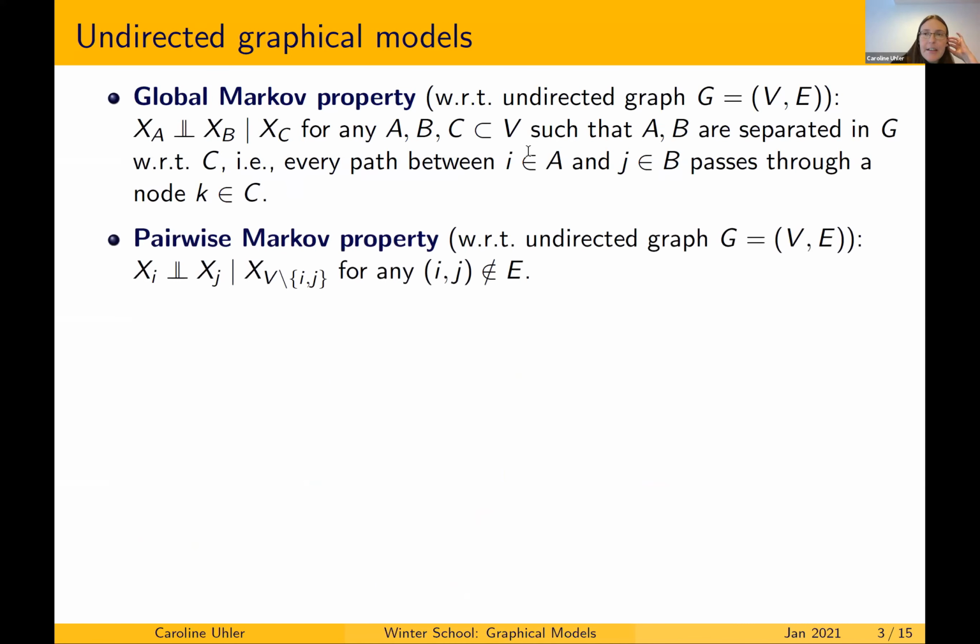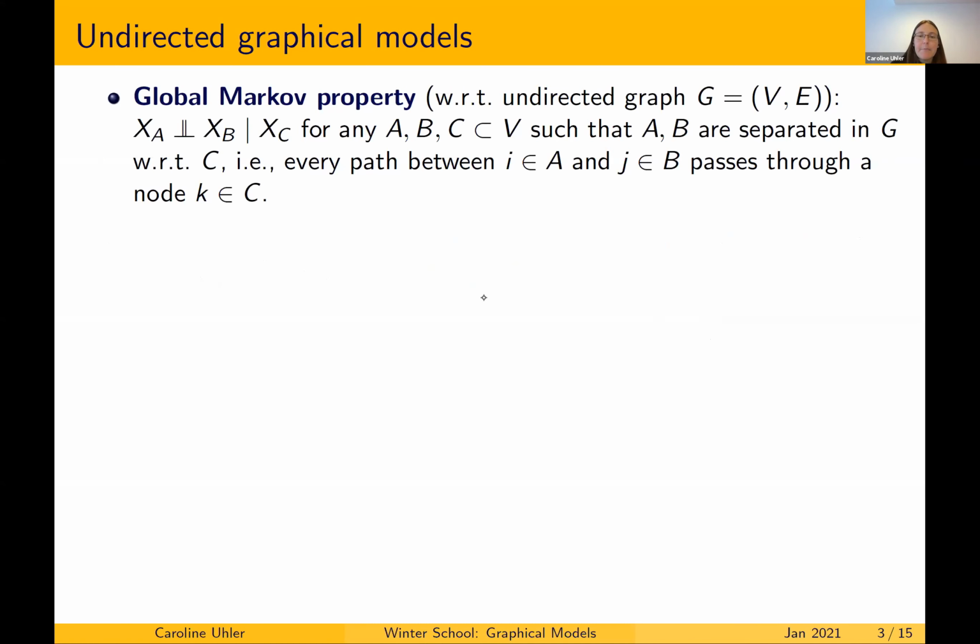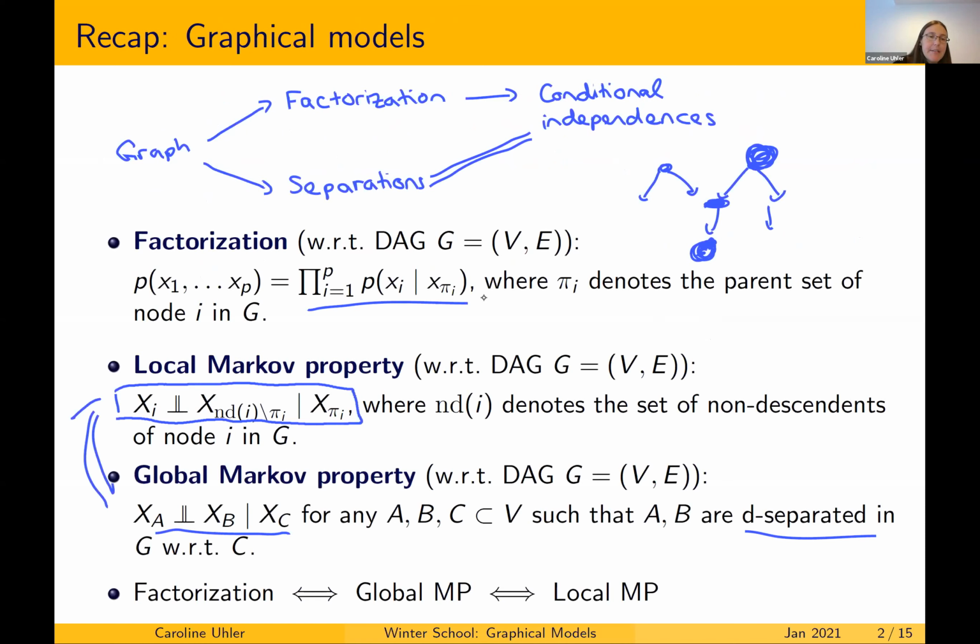Then, before we had a local property here, we can easily write down a pairwise property. If you just look at two nodes with no edge between them, then if you remove all other nodes, they are certainly going to be disconnected. So the global Markov property certainly implies this pairwise Markov property. Like what we had before, we had two different kinds of Markov properties where one certainly implies the other. And then interestingly, in the end, we figured out that they're actually equivalent.